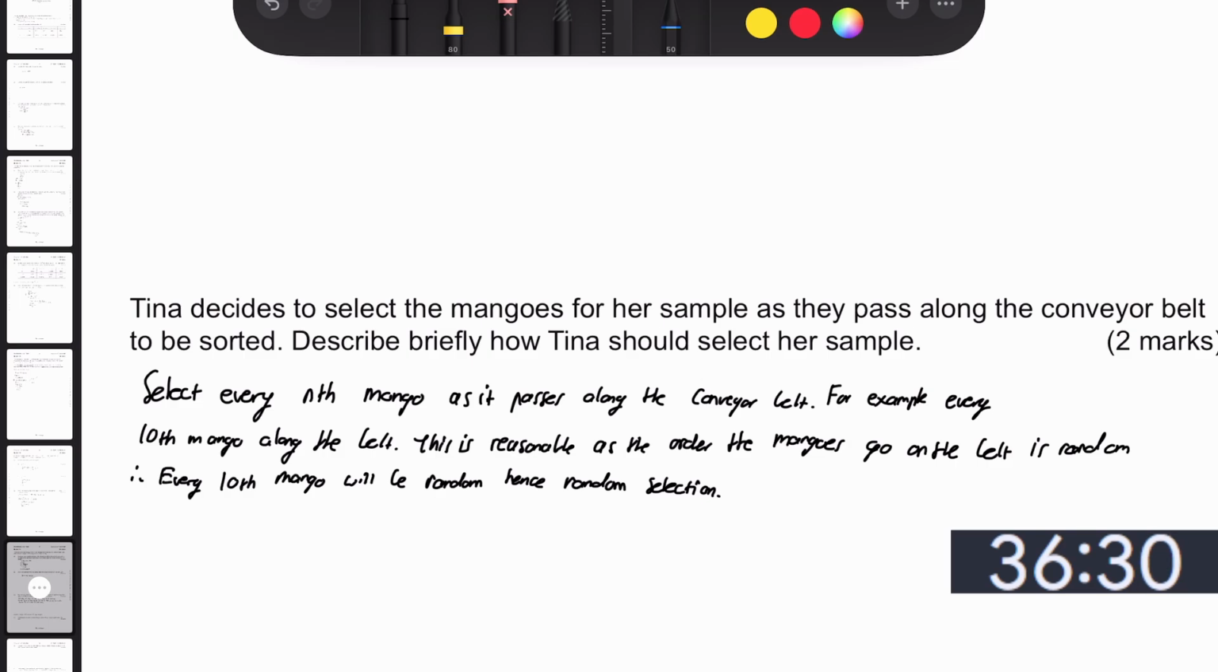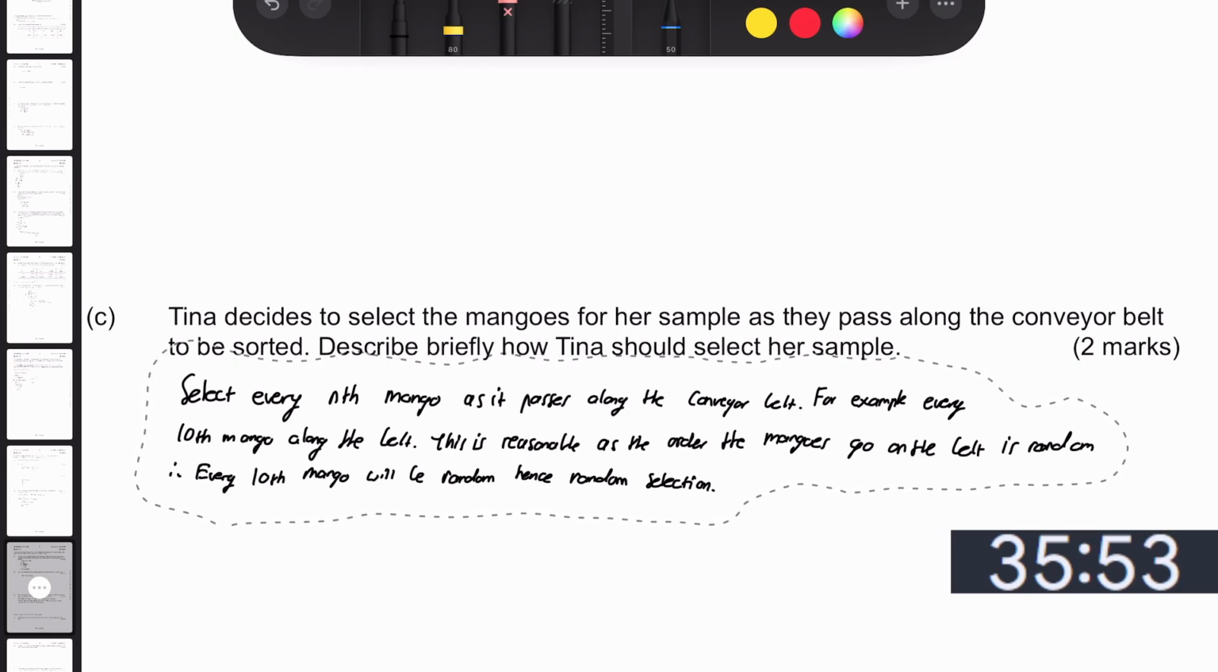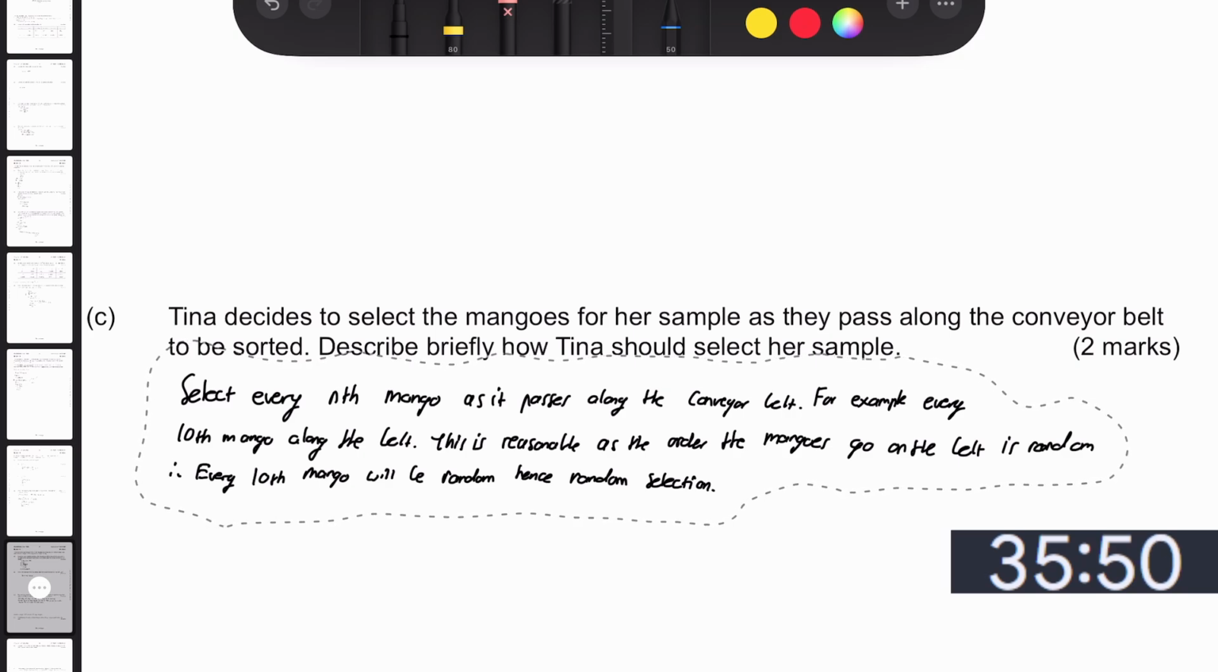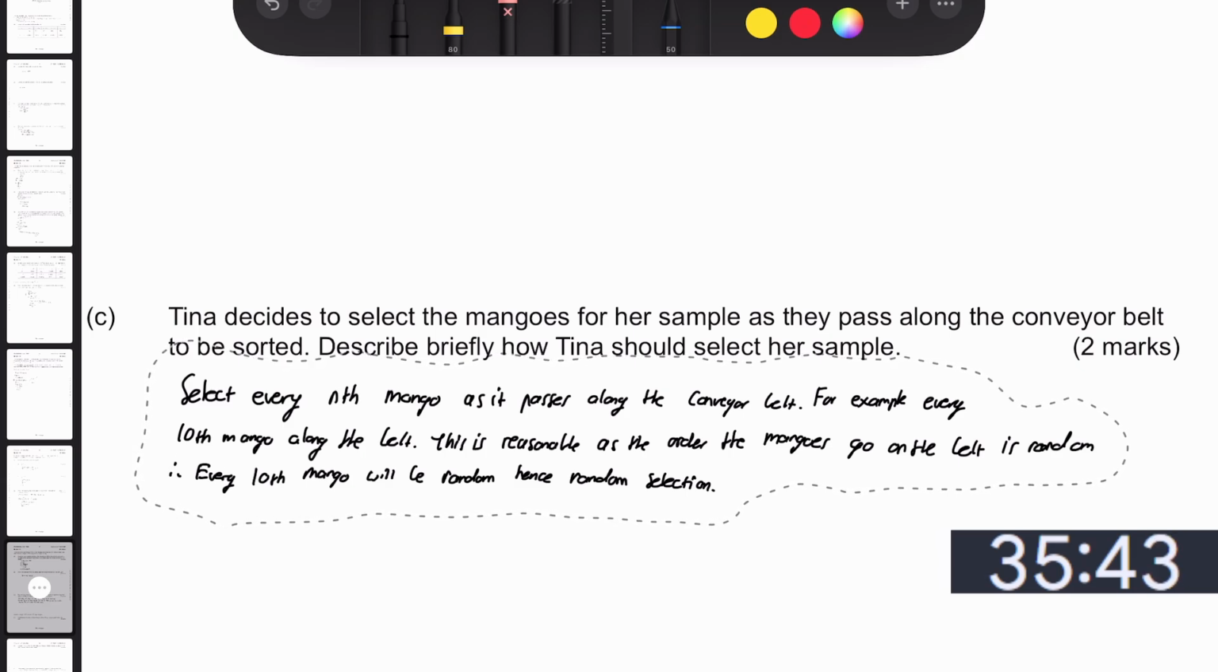If I just tell it to select randomly, well, humans aren't very good at that. Because that's still systematic. Or should I just say she creates a random list of 500 numbers from 1 to the number of mangoes farmed, and selects only those mangoes? Maybe I should do that.